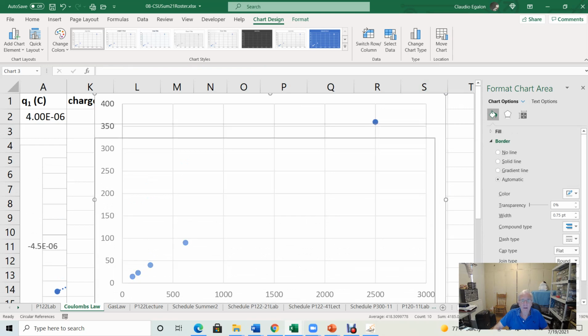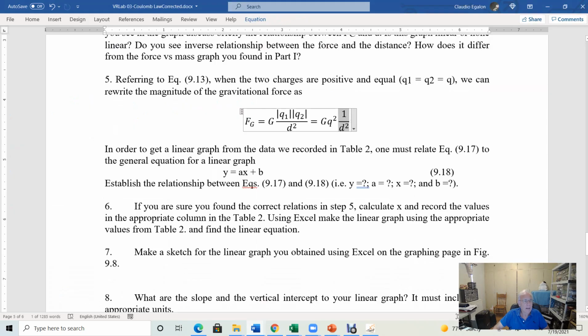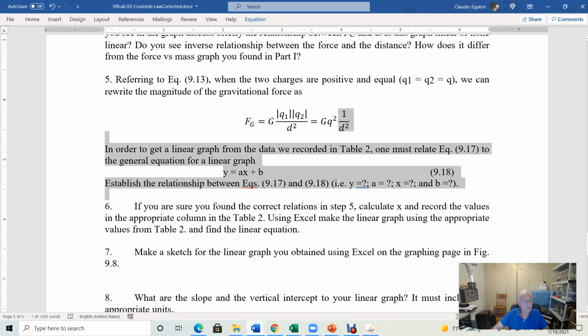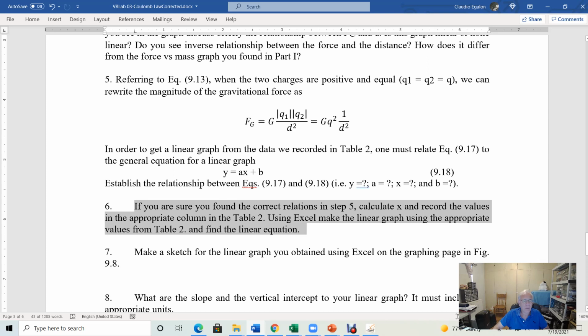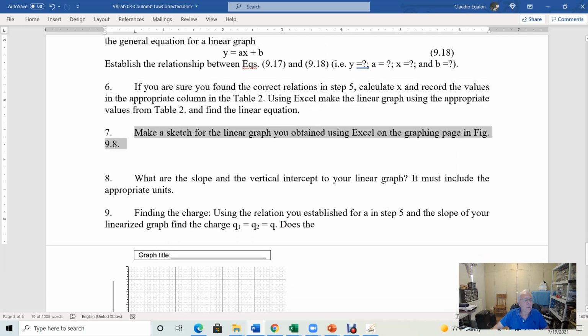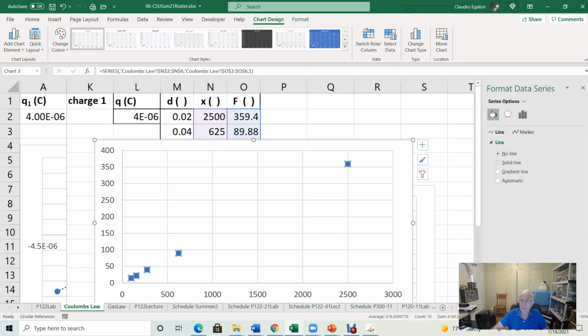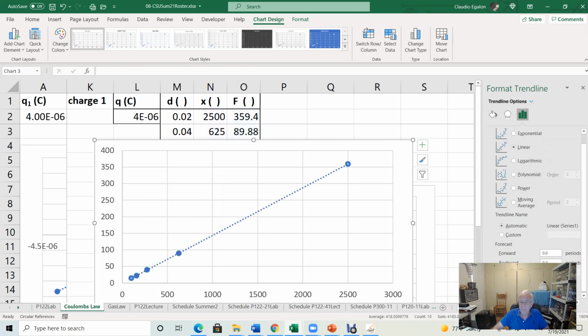Shrink the graph. Let's see what they ask. Here you go. If you are sure you found the correct relation, step 5: calculate x and record the values in the appropriate column in table 2. Make a sketch. What are the slope and vertical intercept of the graph? Okay, you gotta put the trend line there. Trend line. Display, here you go.